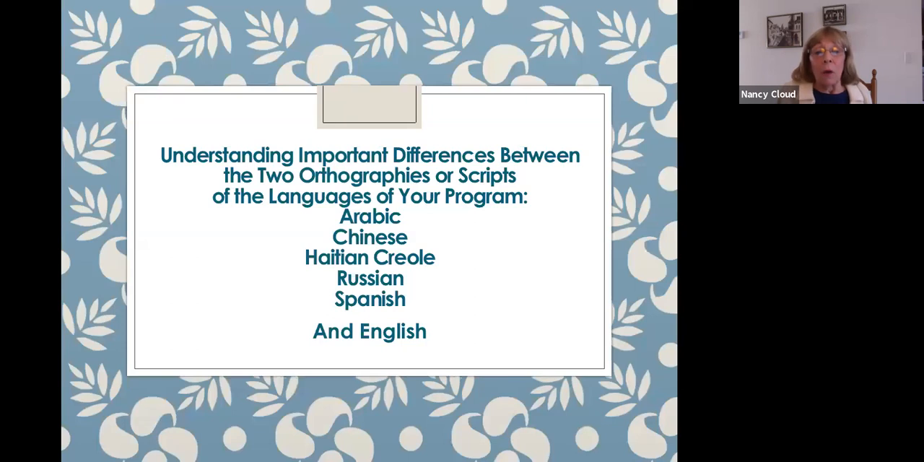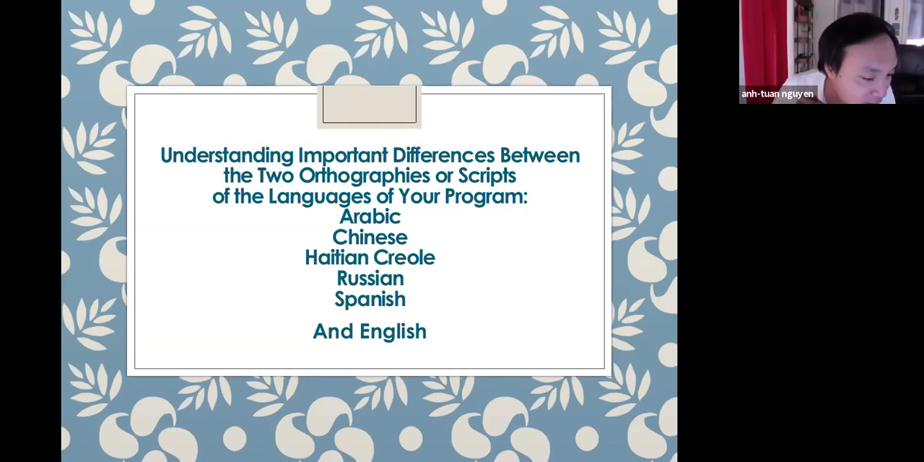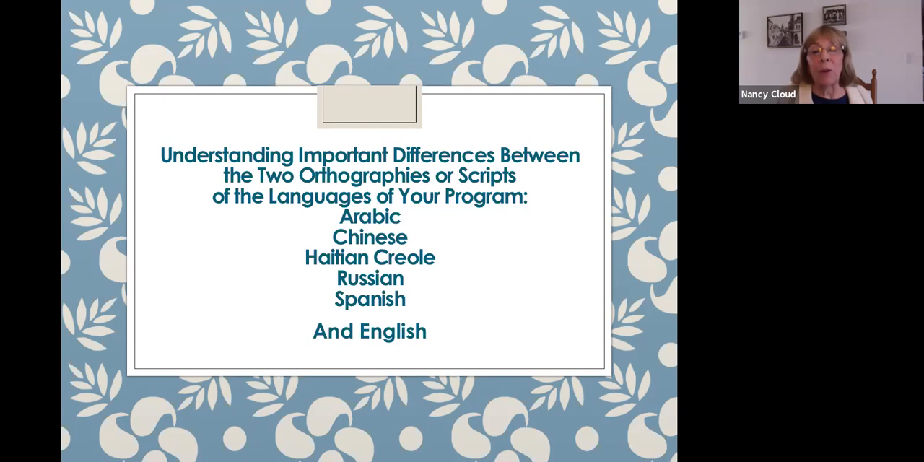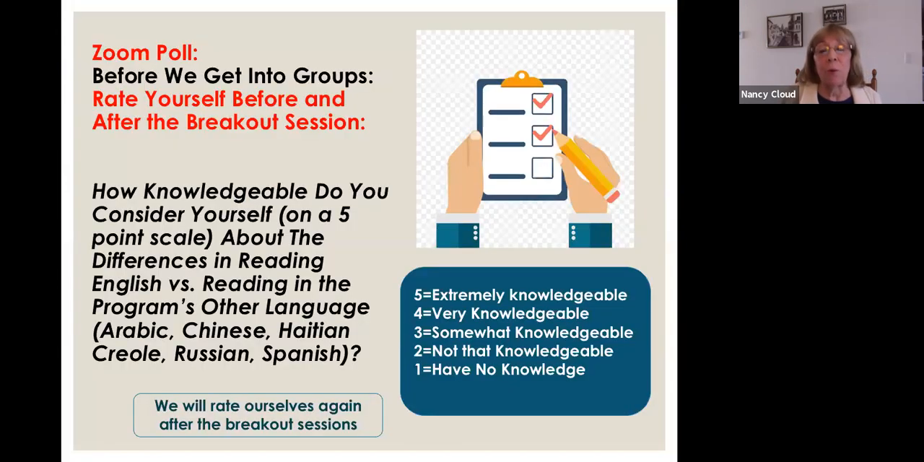So we are now going to get into our breakout groups. Nancy, do you want to run that poll? Yeah, I will in a second. When you go to a breakout room, I want to keep reinforcing: you don't have to go anywhere if the two languages that you support are Spanish and English. But if it's Arabic, Haitian Creole, or Russian, we're going to send you to a breakout room.